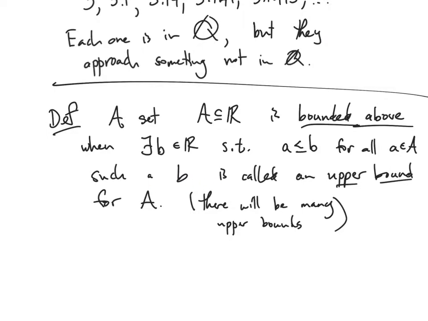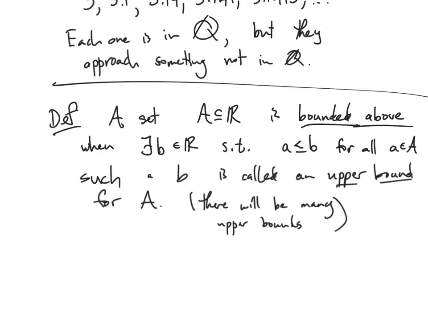Such a b is called an upper bound. Sorry about that. Such a b, it looks like suck a b. That should be my YouTube channel name. Such a b, right? That point is called an upper bound. Okay?